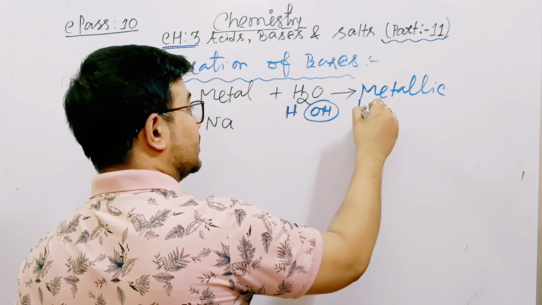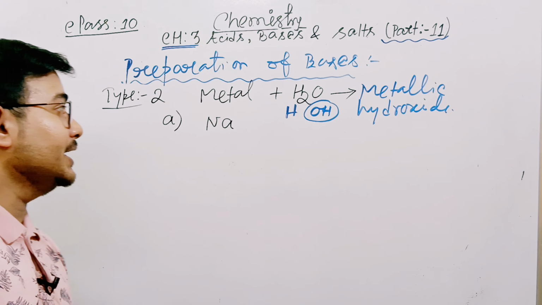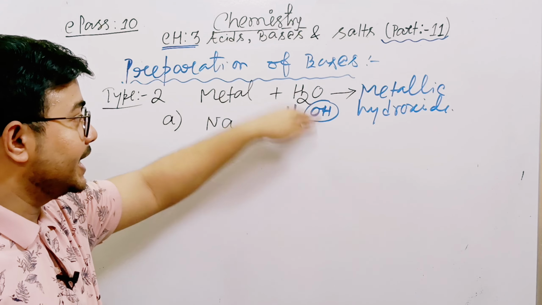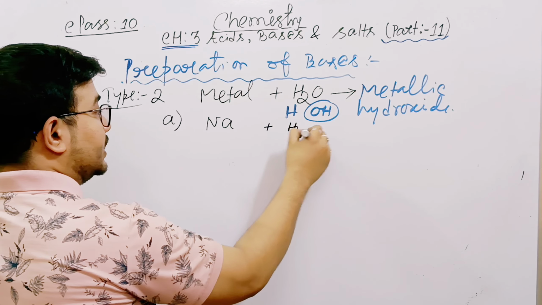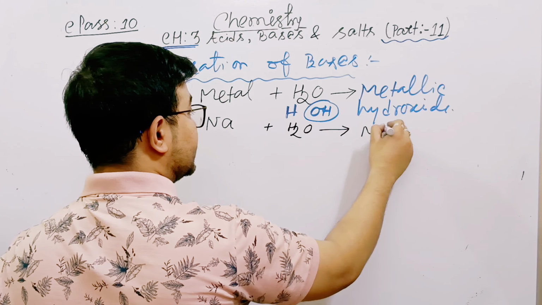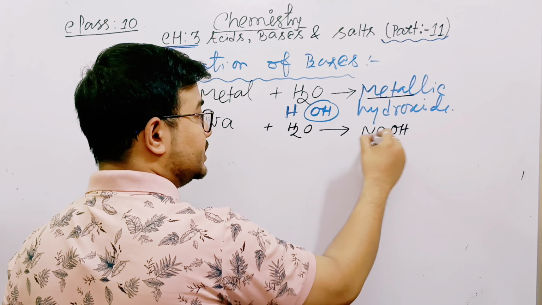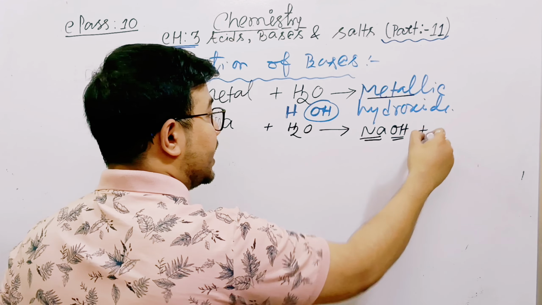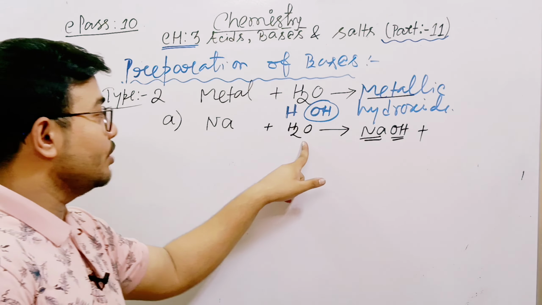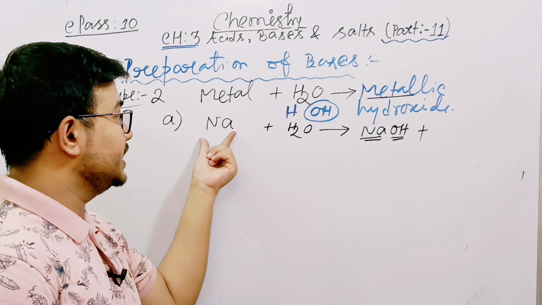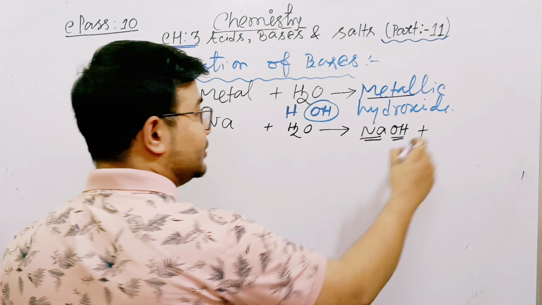Metallic hydroxide. In the previous case metallic oxide because oxygen, here hydroxide, so metallic hydroxide. So look at the board. When sodium reacts with water, metallic hydroxide means always OH. What is the formula? Metal means this metal, hydroxide means OH. Now another side product will be there. What is the side product? Look at the board. Na, and from water only OH attached, NaOH. Which atom is left here? H, no? So H means hydrogen gas.